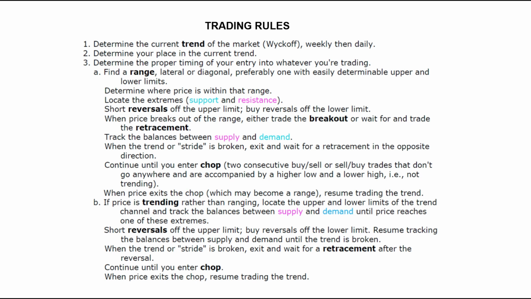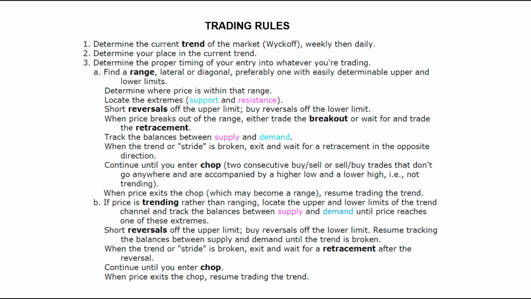Continue until you enter chop, which would be 2 consecutive buy-sell or sell-buy trades that don't go anywhere and are accompanied by a higher low and a lower high, i.e. not trending. This would also be characterized as another range or hinge type of move. When price exits the chop, which may become a range, like I said, resume trading the trend.